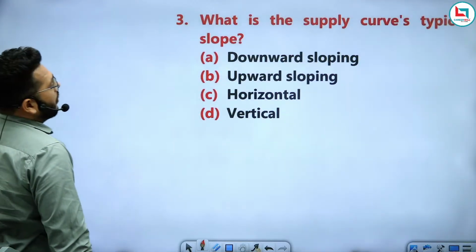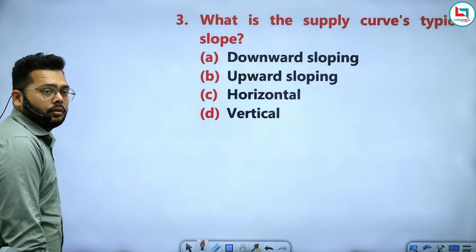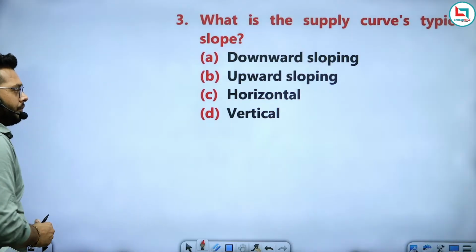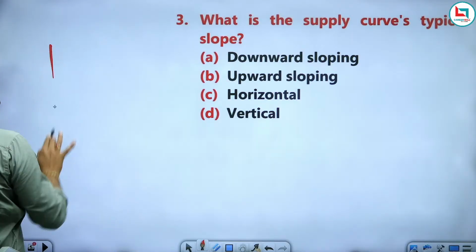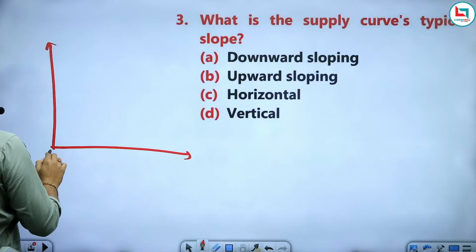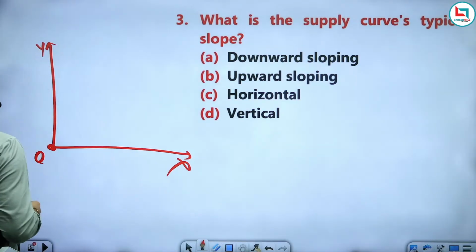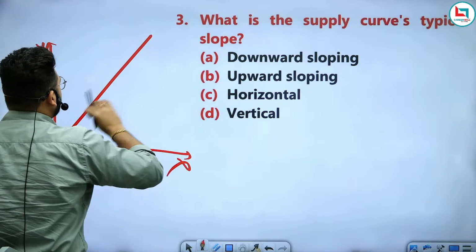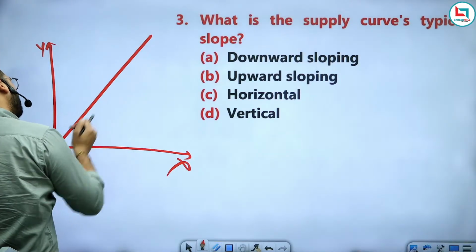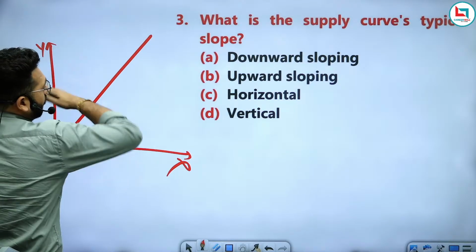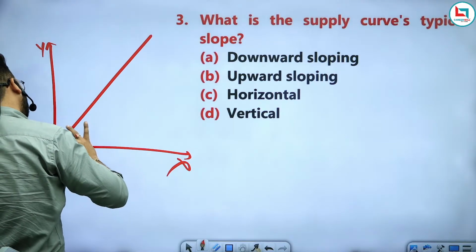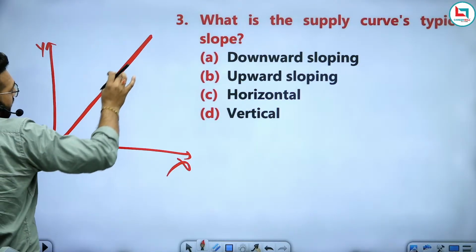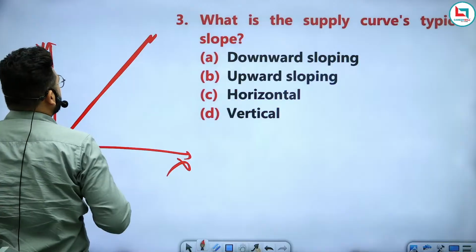Now to come to the next question: what is the typical slope of the supply curve? Downward sloping, upward sloping, horizontal, or vertical? Tell me. I have already discussed these questions with you. Let's say this is the origin, this is the x-axis, this is the y-axis, and this is the supply curve. If I ask what this curve is showing, upward sloping, downward sloping, vertical or horizontal, as you know I have made this curve going from this point to this point in an upward way. So this is upward sloping.